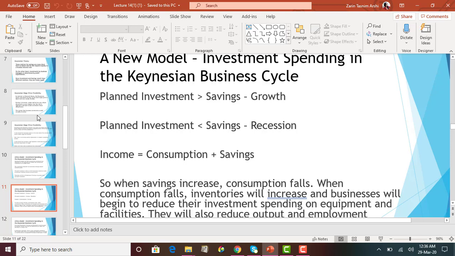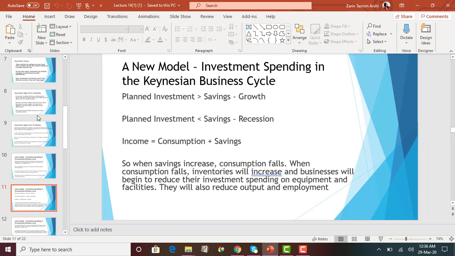That means businesses are making investments, they're creating more employment, people have more money in their hand, and they're using the money to buy goods and services. So that's why we have growth. But if planned investment is less than savings, that means there's not much investment in the economy. People are not spending money, they're saving the money. As a result, we will have recession.